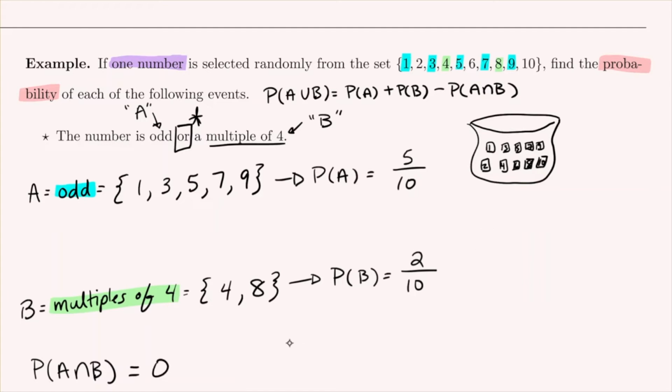So our formula is the probability that I get an odd number, our A category, or a multiple of 4, our B category, is the probability that A occurs, which was 5/10, plus the probability that B occurs, 2/10, minus the probability that they both occur, which we know is 0. So that's why we don't really have to write the minus here. This is an example of a disjoint set A and B. So overall, the probability that one or the other would occur is 7/10.